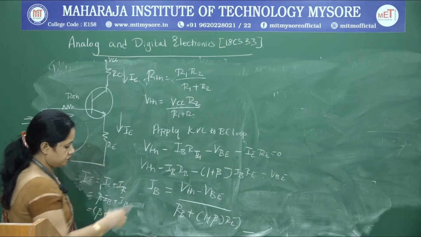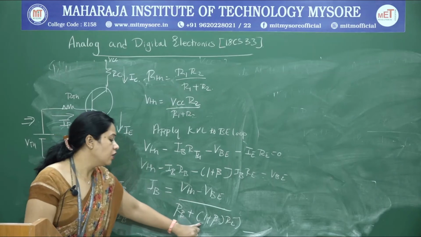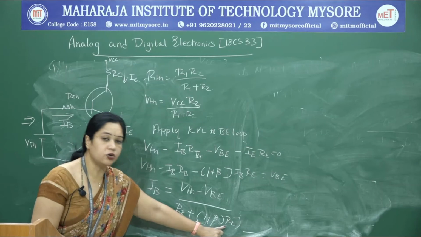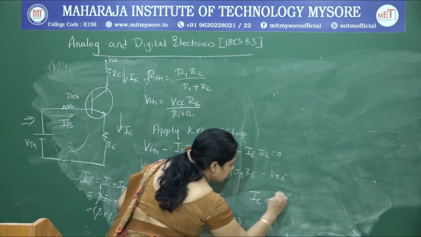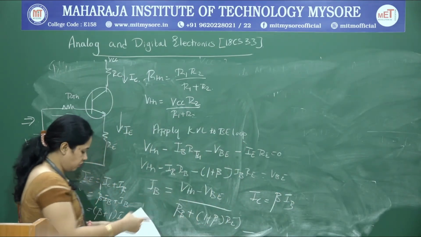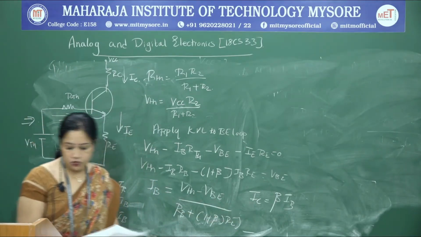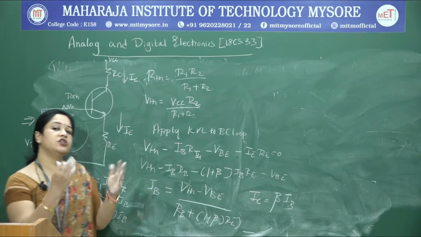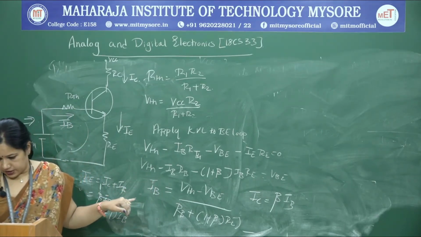So, if you ignore RB compared to (1 plus beta) into RE, it ends up being (1 plus beta) into RE, and 1 is negligible, so it ends up being beta into RE. If I substitute in the expression for IC, it is beta into IB. This beta and this beta get cancelled, and in turn you observe that your collector current is irrespective of the transistor gain. So, variation in the transistor gain does not affect the stability of your collector current.